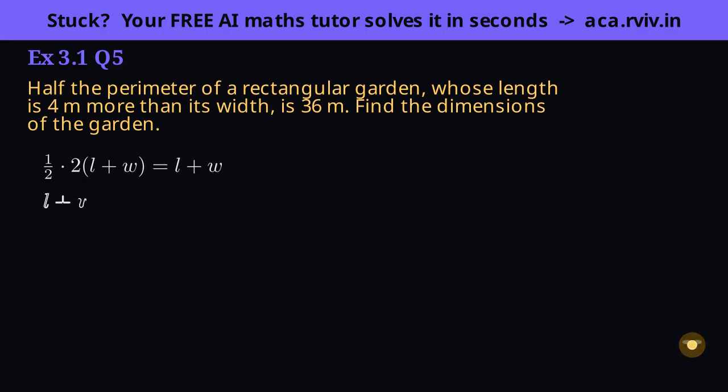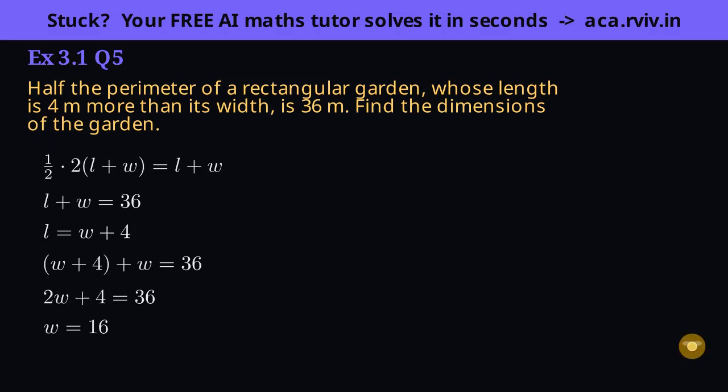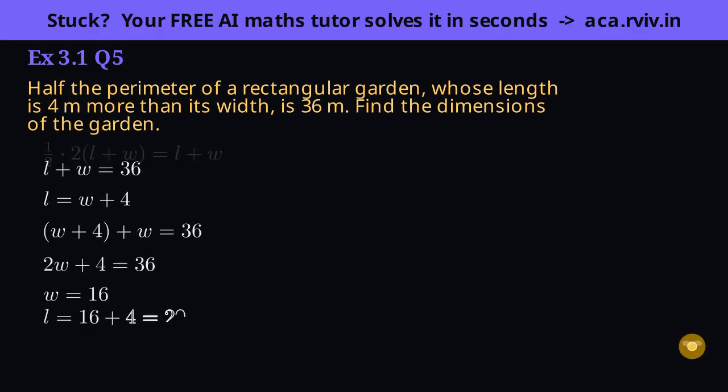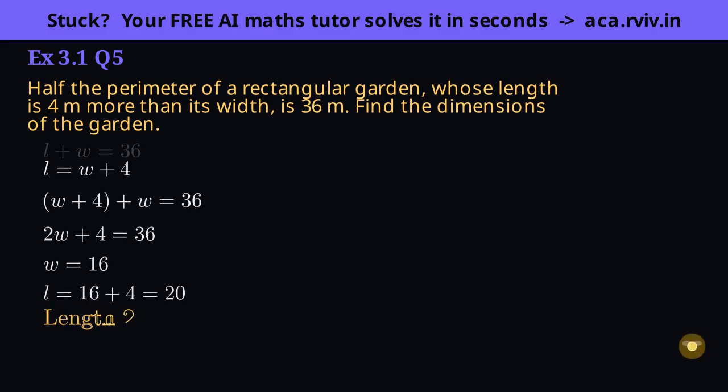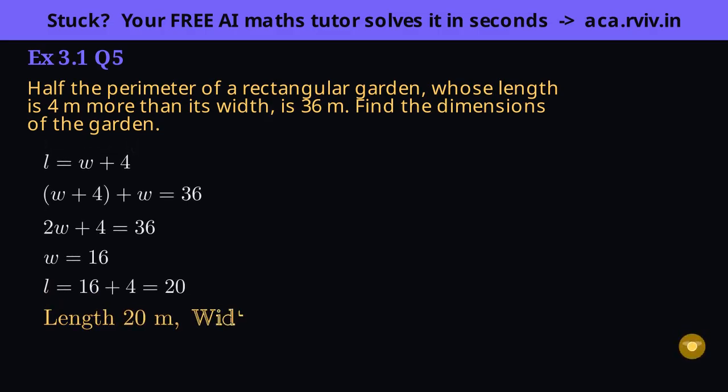Half perimeter is 36, giving our first equation. Length is 4 m more than width gives the second. Substitute into the first, so only w remains. Combine like terms. Solve for width. Back substitute for length. Insight, knowing half the perimeter equals length plus width turns a wordy clue into one line.